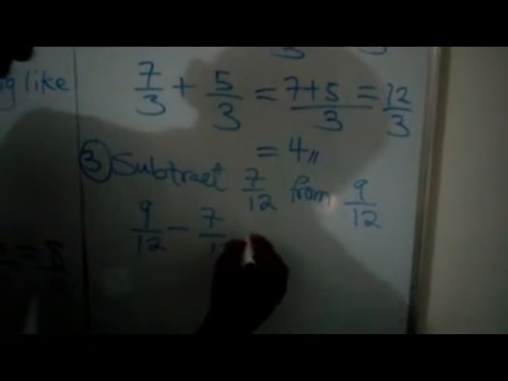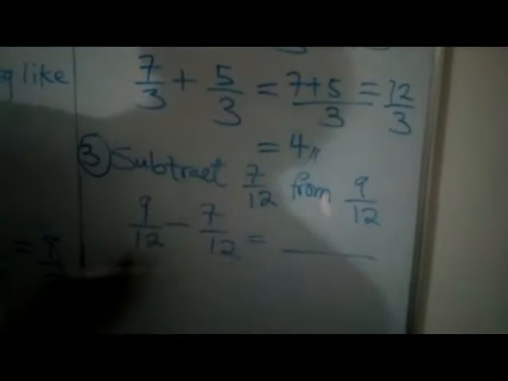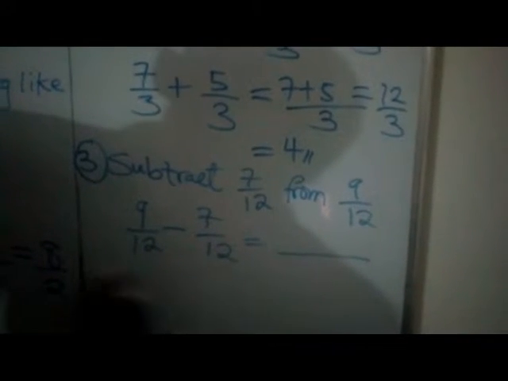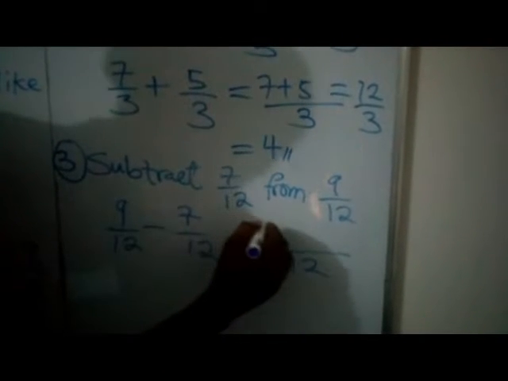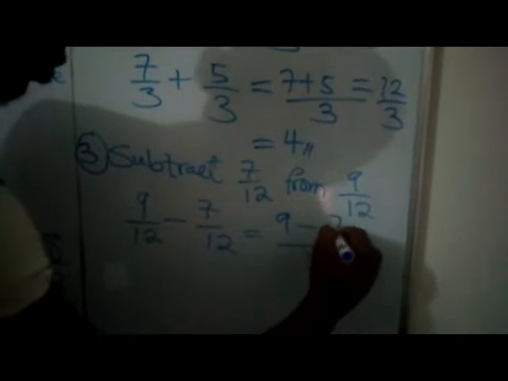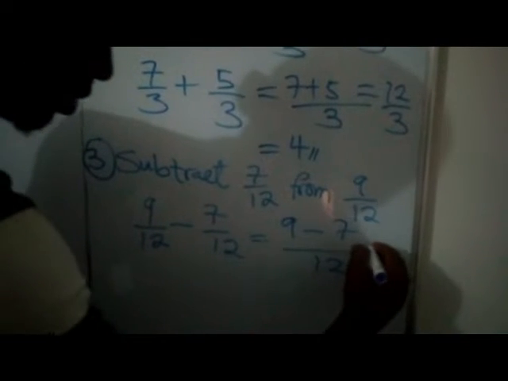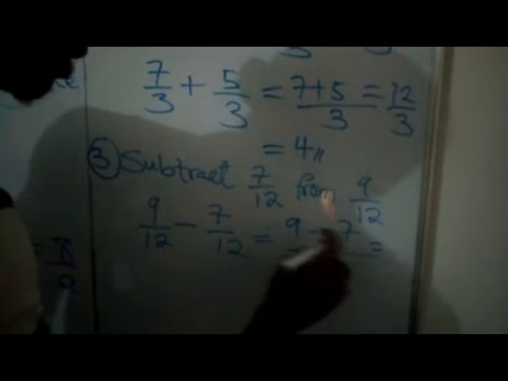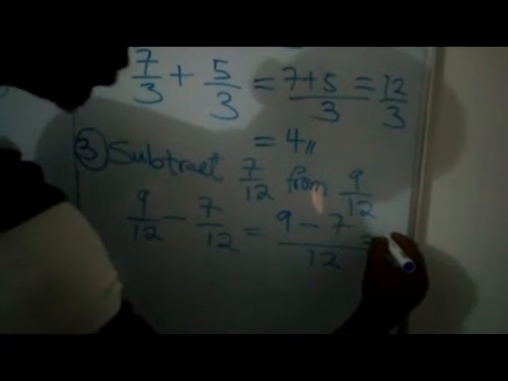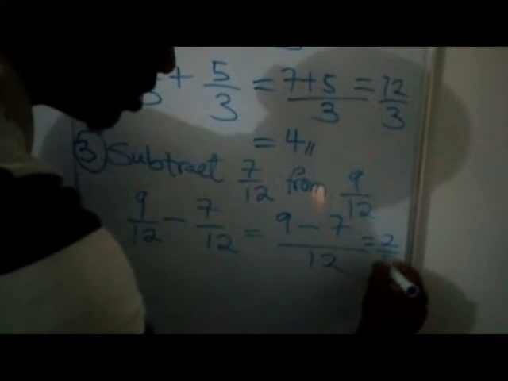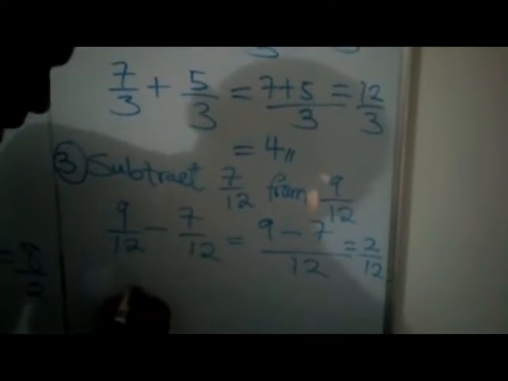So from here, I told you that since you have the same denominator, you pick one out of the two. That will give us 12. You write your numerator 9 minus the second numerator, which is 7. Then you say 9 minus 7. 9 minus 7 will give you 2 over 12. Let me write it out here.